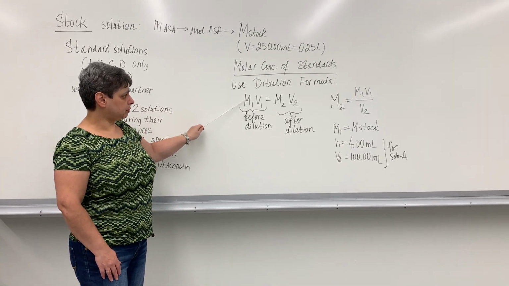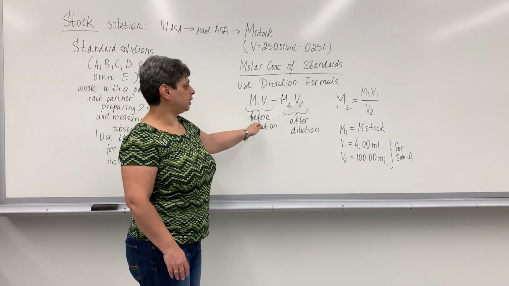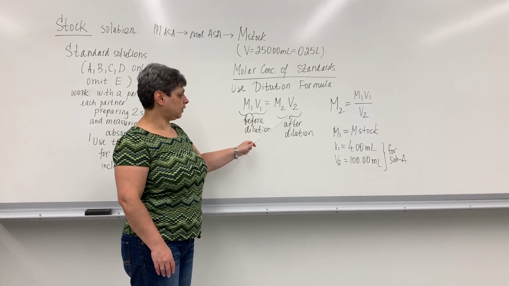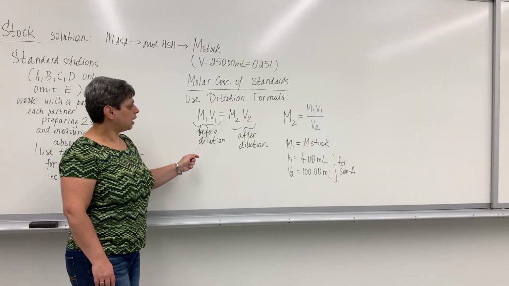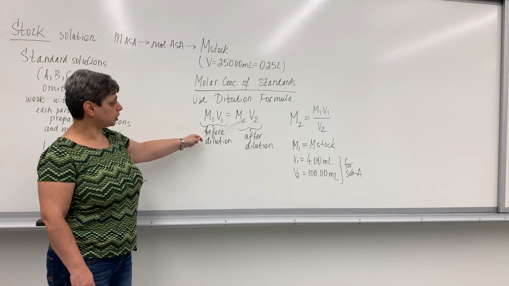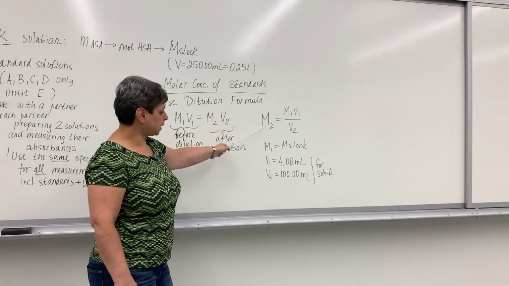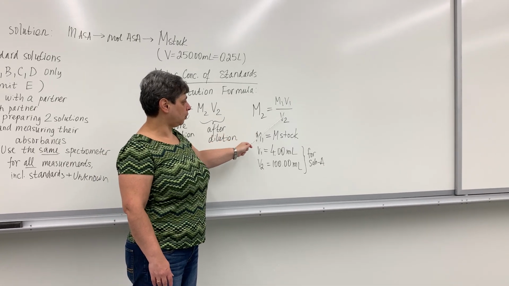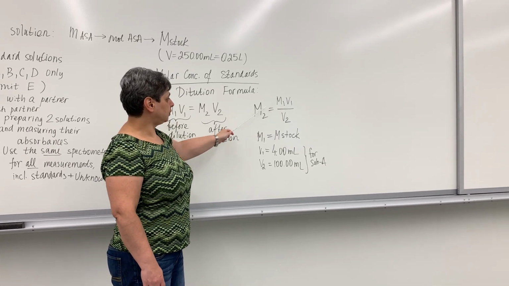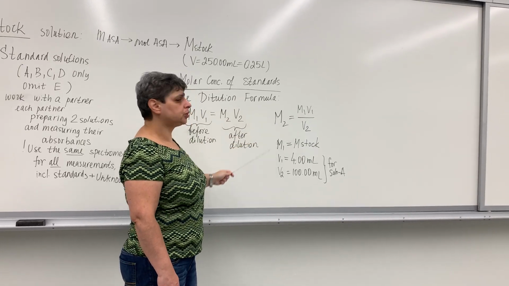M1 and V1 are the molarity and volume before dilution, while M2 and V2 are the molarity and volume after dilution. So we're looking for the molarity of the standard after dilution has occurred, so we have to express M2. So we express M2 as M1V1 over V2. So how do we find all these parameters here for, say, solution A?